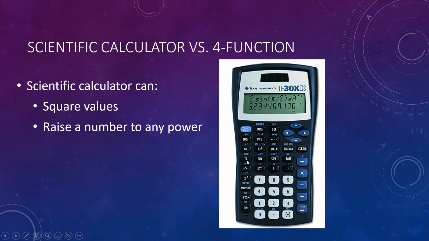Notice the blue thing is really hard to see because it's tiny, but if I hit second and then this little caret button, that would help me take the nth root. So if I wanted to take, let's say, the 4th root of 7, I would hit 4, and then I would hit second, and then this button, and then I would hit 7, and then I could take the 4th root of 7.